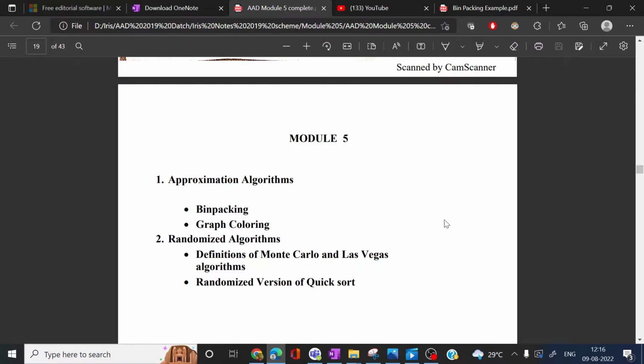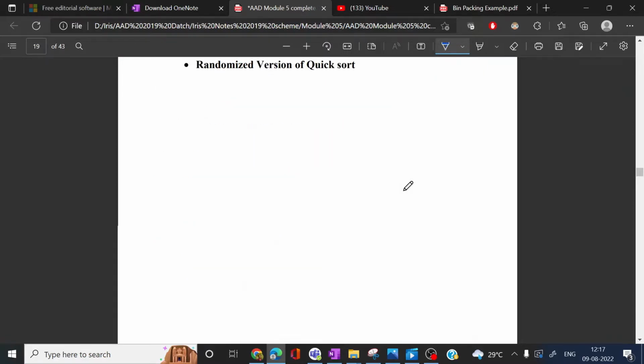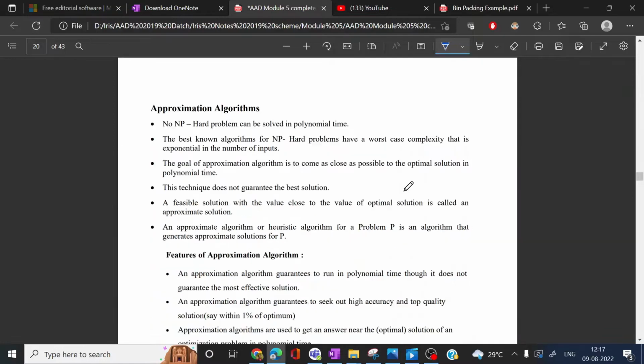It's a topic from module 5, which is approximation algorithms. In approximation algorithms, you will see two types of problems. One is bin packing and the other one is graph coloring. So what are approximation algorithms?